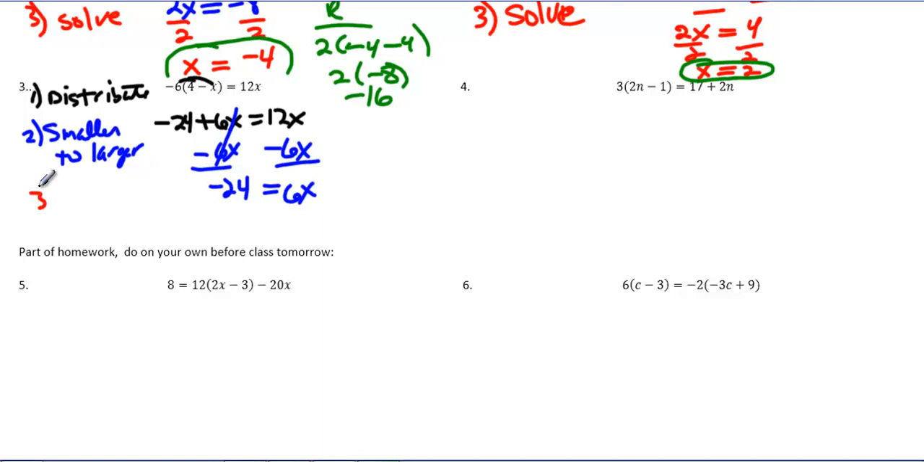And then my third step, once again, is to solve. In this case, it's a one-step solving, so that's nice and easy. We end up with x equal to negative 4. Once again, I'm going to go ahead and check my work.